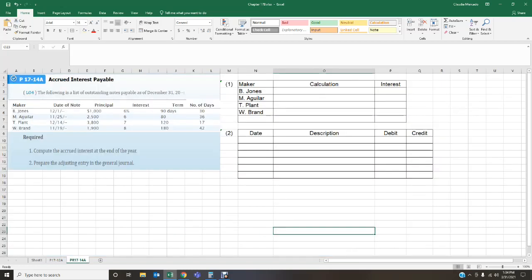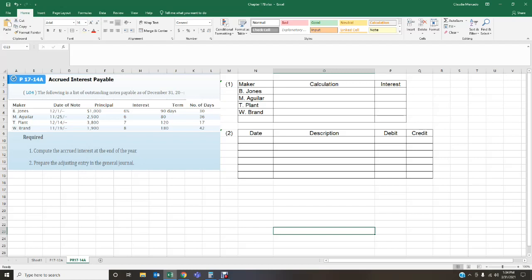Okay, so this problem deals with accrued interest payable. It says the following is a list of outstanding notes payable as of December the 31st. Then we have a list of four individuals, and we are being required to compute the accrued interest at the end of the year and the journal entry.